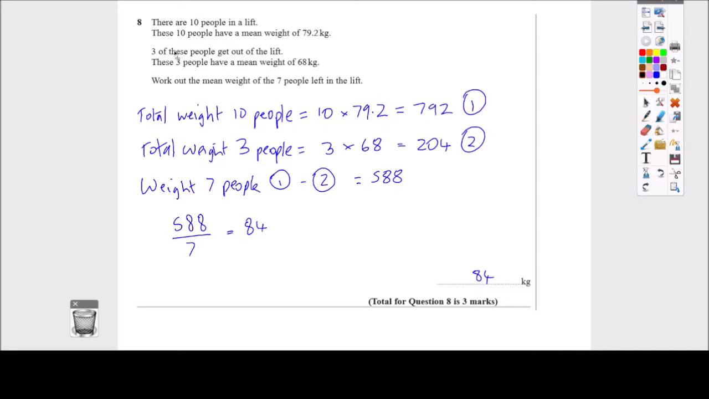Now, similarly, we're told that the three people who get out of the lift, their mean weight was 68. So how much did those three people weigh? It's three lots of 68, which is 204. So 790 is the weight for the 10 people, 204 for the three people. So if we take one away from the other, that gives us the weight of the seven people, which is 588. So their mean weight is their total weight of 588 divided by the seven of them, which is 84.